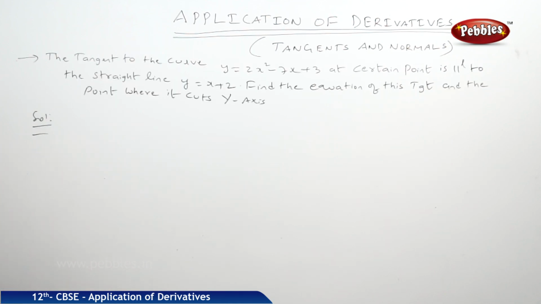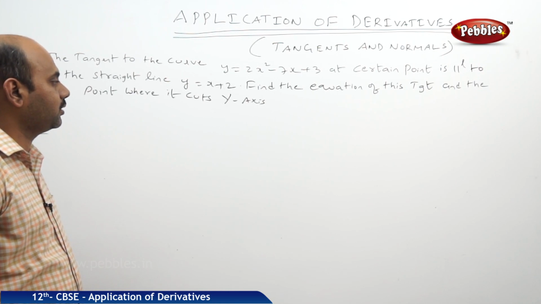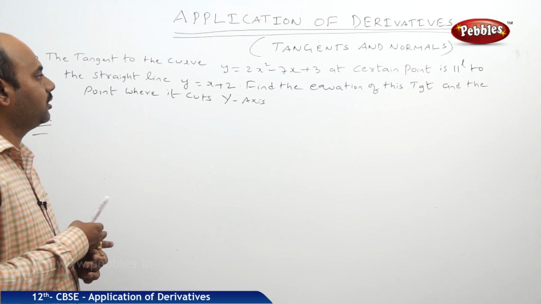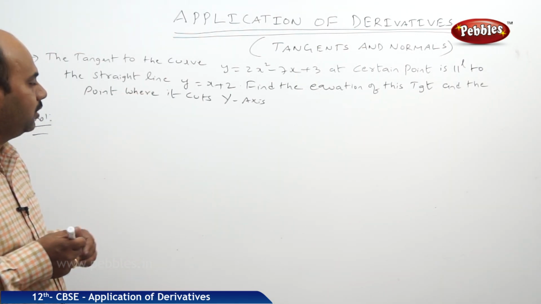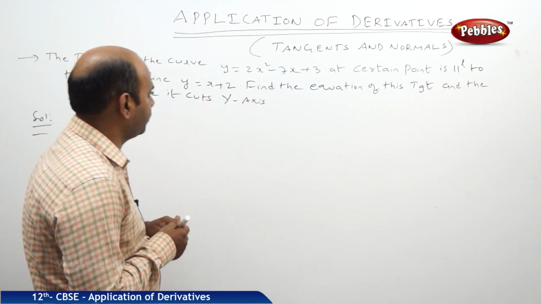Now we shall be seeing another important problem. The tangent to the curve y is equal to 2x square minus 7x plus 3 at a certain point is parallel to the straight line y is equal to x plus 2. Find the equation of this tangent and the point where it cuts the y-axis. If you observe carefully from 11th coordinate geometry, this curve is a parabola and the coefficient of x square is 2, that means it is positive.